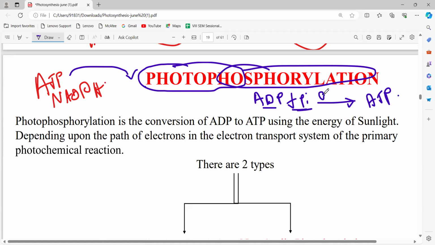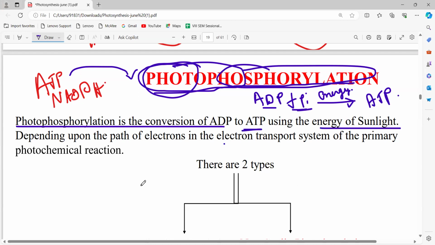No. If the ADP wants to combine with the Pi, friends, there is a compulsory requirement of energy. Now, where is that energy coming from? That energy is coming from the sun. That's the reason we use the word photophosphorylation. No point in getting confused over there. Photophosphorylation is the conversion of ADP to ATP using the energy of sunlight.